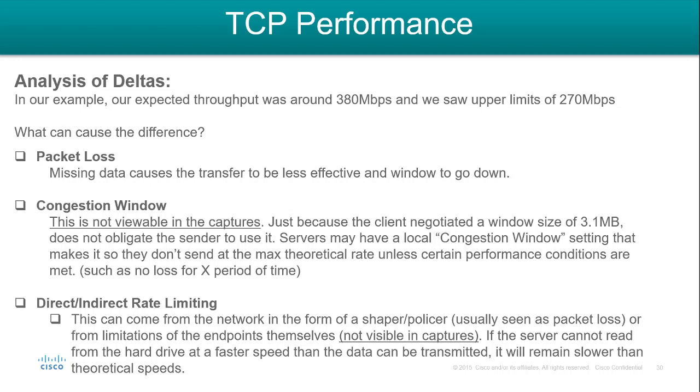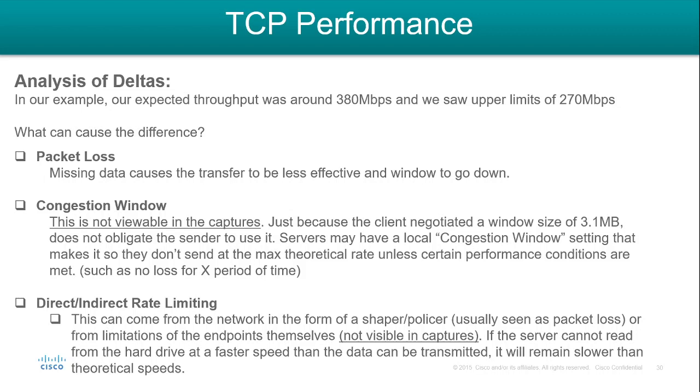If anything, it's usually the lack of any data that might indicate that we're dealing with a congestion window on one of the devices. And then finally, direct or indirect rate limiting in the form of something like a shaper or policer, which typically also causes packet loss, may be inducing some sort of delay that is not immediately visible through the capture. So maybe it's adding a lot of extra latency, causing a lot of jitter, could be causing some retransmissions, but obviously this is something that would slow down the transfer even if these settings allow it to go higher.